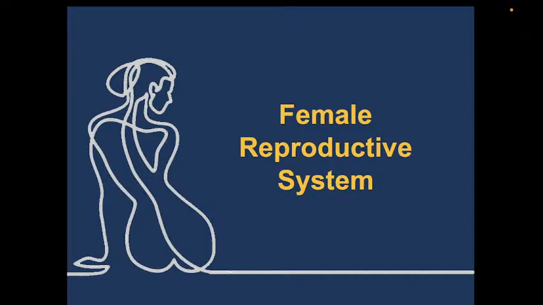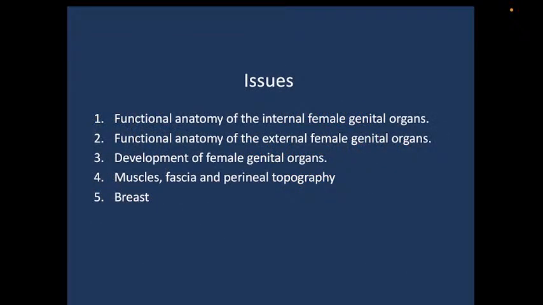So let's start, and this is the issue we are going to talk about today. We start from the internal female genital organs, then I hope we take a look at the external female organs, and a couple of words about development. If we have time, we also discuss the perineum, female and male perineum, and the breast, the organ which is used after childbirth to feed the baby.